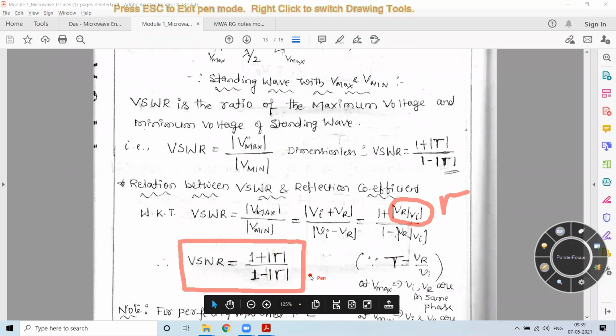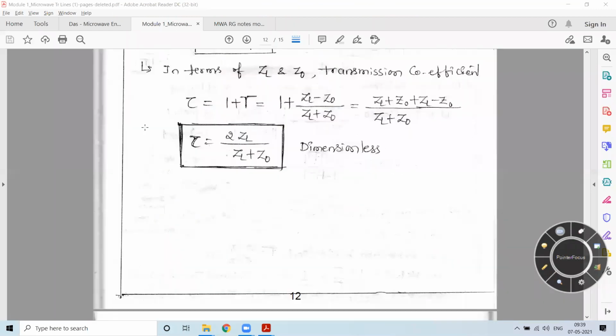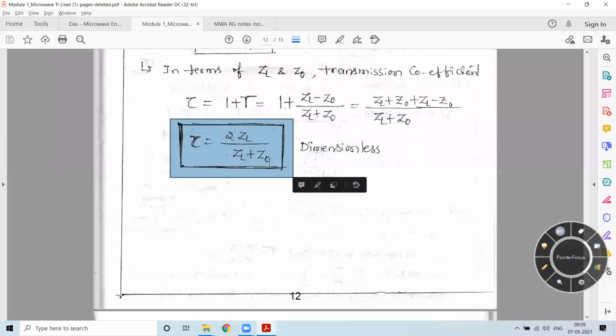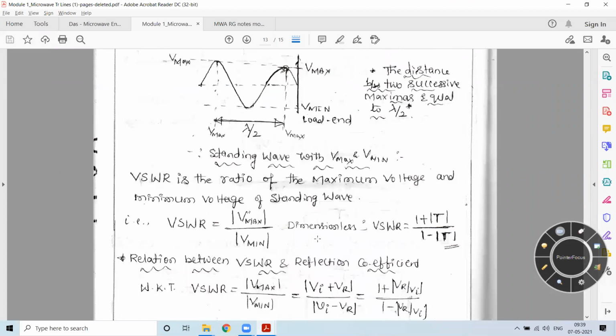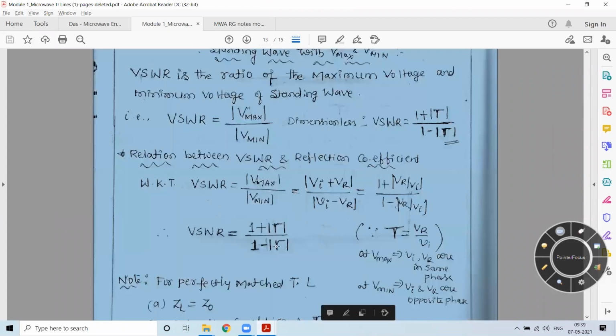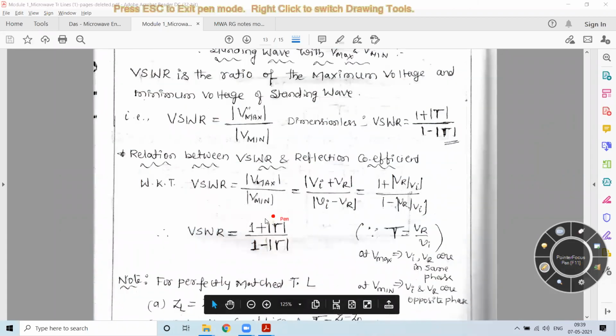Now, if you want to represent this in terms of the transmission coefficient, in the previous discussion we covered what the transmission coefficient is. The transmission coefficient is given by tau equal to 2 times ZL divided by Z naught, and it is equivalent to 1 plus the reflection coefficient. So if they ask you to represent VSWR in terms of the transmission coefficient, we can substitute the representation for the reflection coefficient in terms of the transmission coefficient and obtain the result. These are the derivations related to these things.